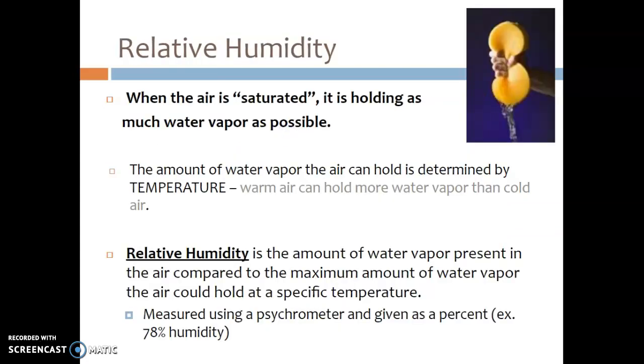Relative humidity. When the air is saturated, it is holding as much water vapor as possible. The amount of water vapor the air can hold is determined by temperature. Warm air can hold more water vapor than cold air can. The relative humidity is the amount of water vapor present in the air compared to the maximum amount of water vapor the air could hold at a certain temperature. And it's measured using a psychrometer and given as a percent, so 78% humidity.